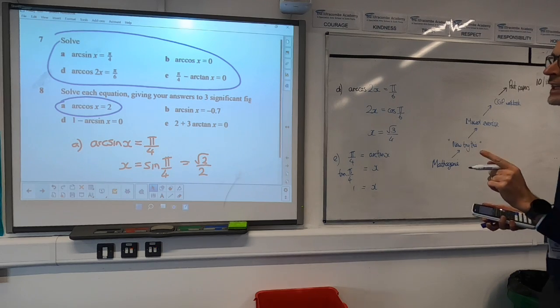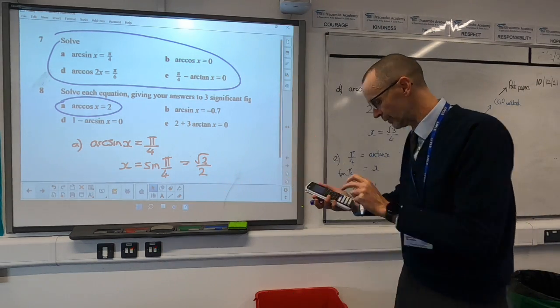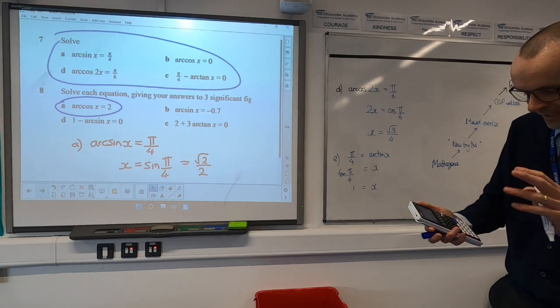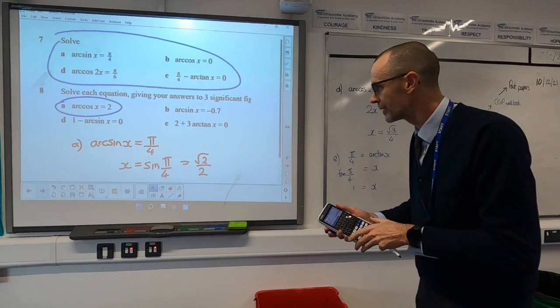And then for equation 8a, I just cos both sides, so x is equal to the cos of 2, and the cos of 2, remember 2 is the angle, but we're in radians, so that's why minus 0.416.